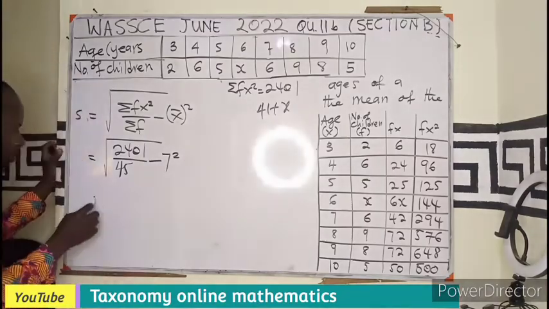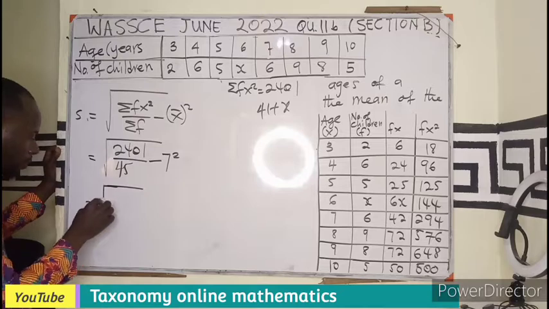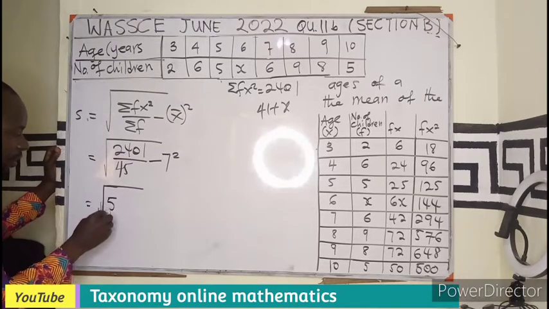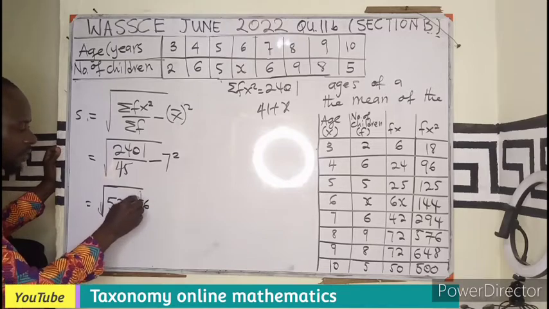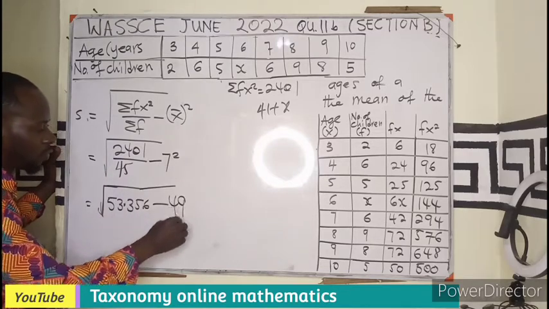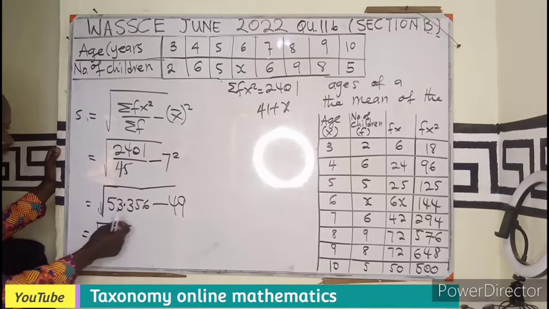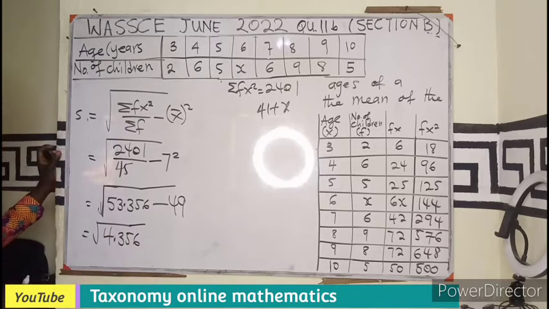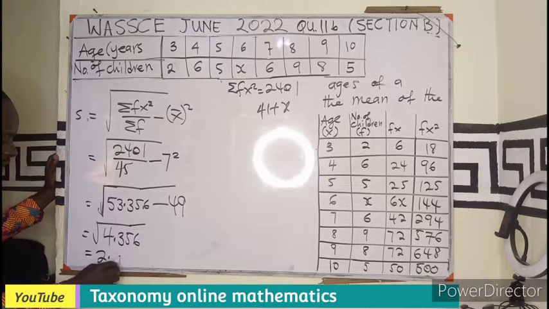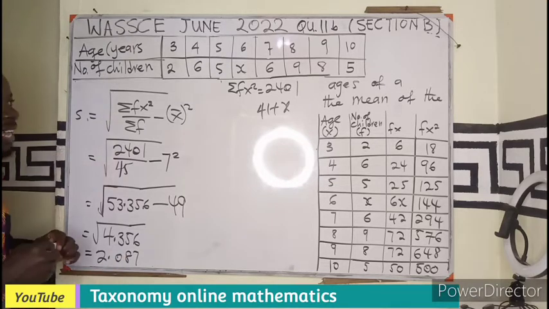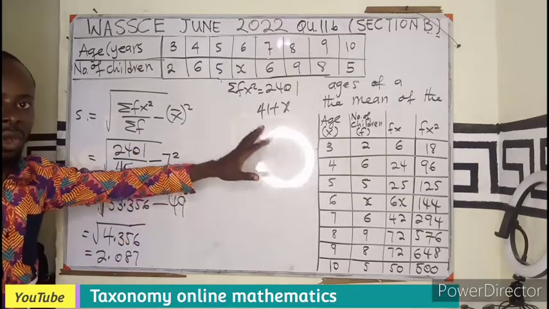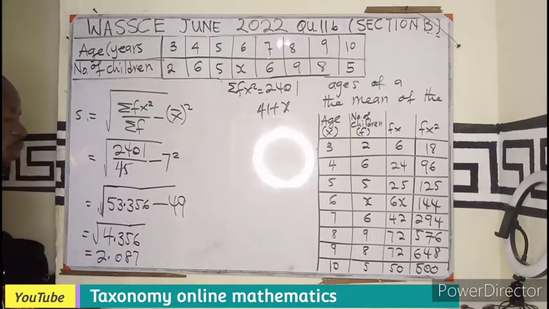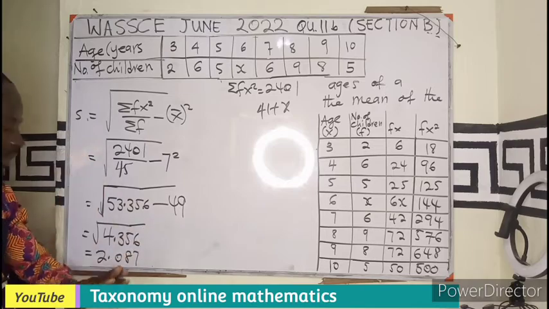So in this case, we are going to have the root of, if we divide this by this, 53.356 minus the square of 7, which is 49. If you fast forward and subtract, you'll have 4.356, and on the calculator this will give you 2.087. So it means that the standard deviation of the ages is going to be 2.09 if I'm using 2 decimal places, or 2.089 for 3 decimal places.